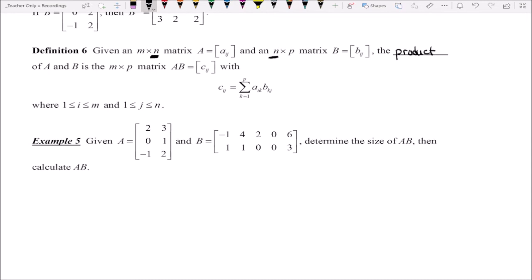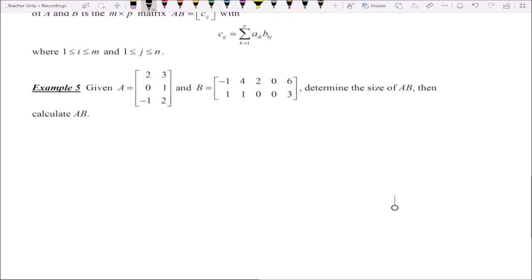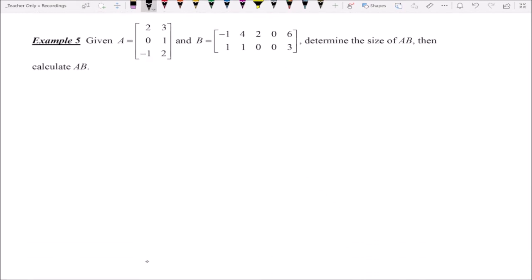And notice that the resulting size will be the number of rows of the first matrix by the number of columns of the second matrix. So down here, if we take a look at the size of A, it's a 3 by 2 matrix, isn't it? The size of B, it's 2 by 5.